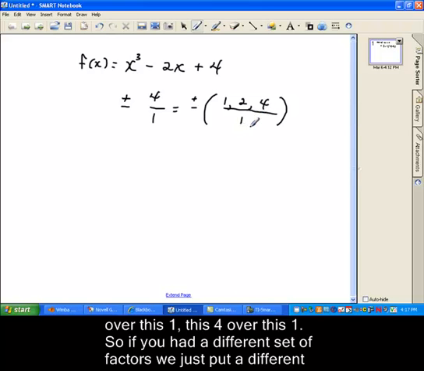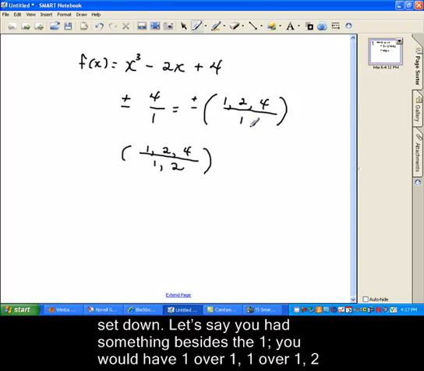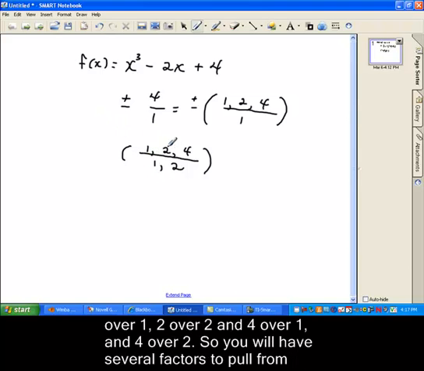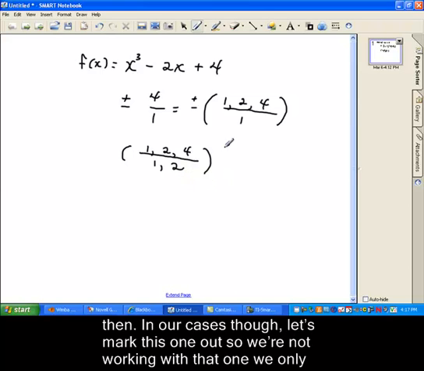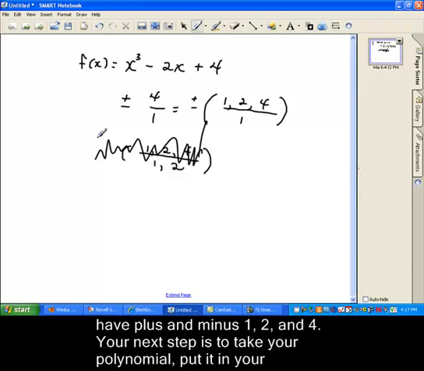so that if you had a different set of factors, let me just put a different set down. Let's say if you had something besides a 1, you would have 1 over 1, 1 over 2, 2 over 1, 2 over 2, and 4 over 1, and 4 over 2. So you would have several factors to pull from then. In our case, though, let's mark this one out so we're not working with that one. We only have plus and minus 1, 2, and 4.